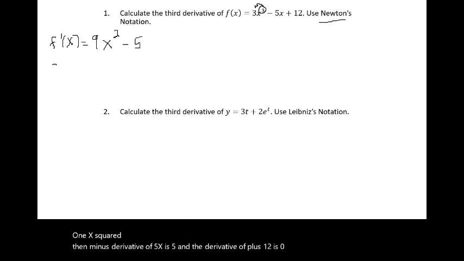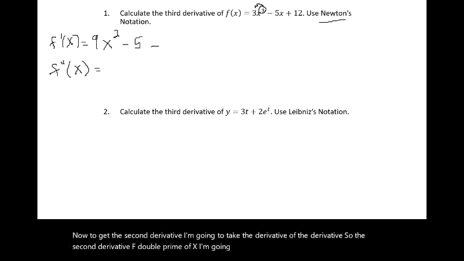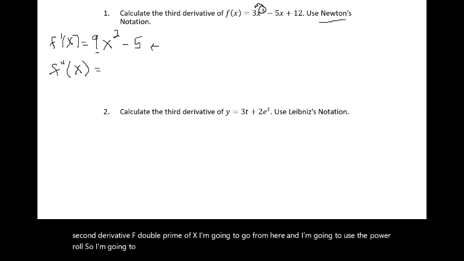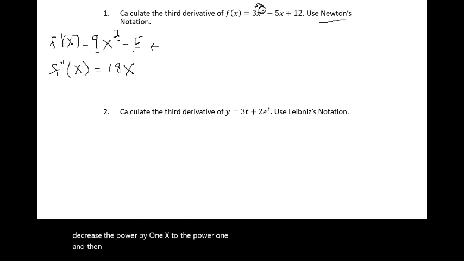Now to get the second derivative, I'm going to take the derivative of the derivative. So the second derivative, f double prime of x, I'm going to go from here, and I'm going to use the power rule. So I'm going to leave the constant multiple where it is, then move down the power. 9 times 2 is 18. Decrease the power by 1, x to the power 1. And then derivative of minus 5 is 0. So 18x is the second derivative.